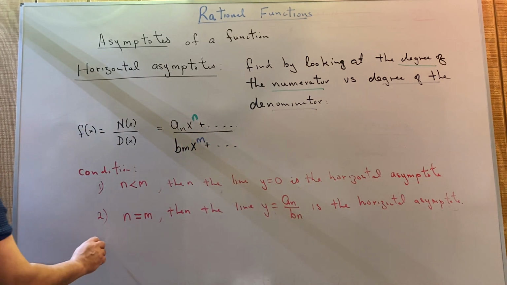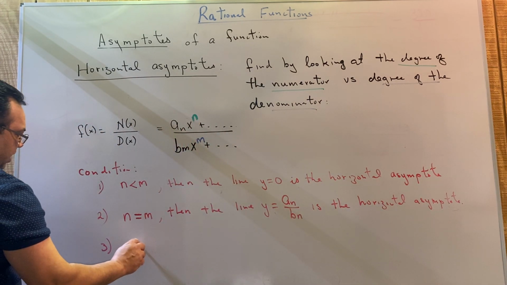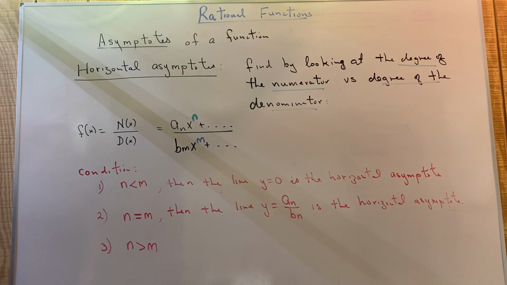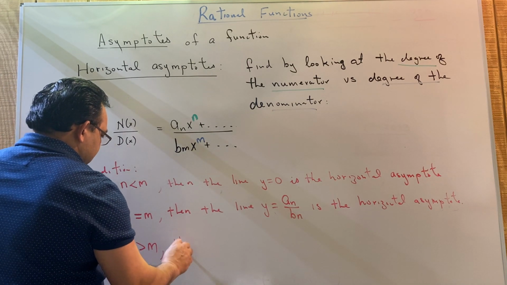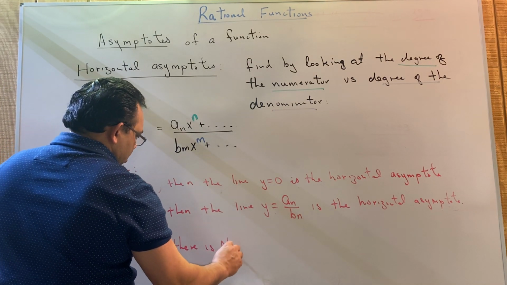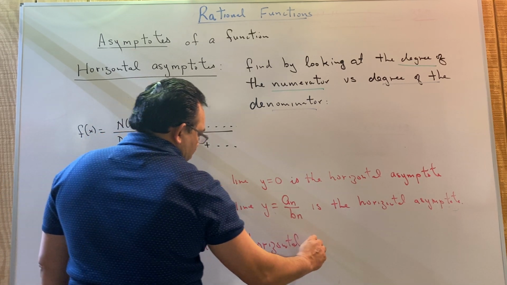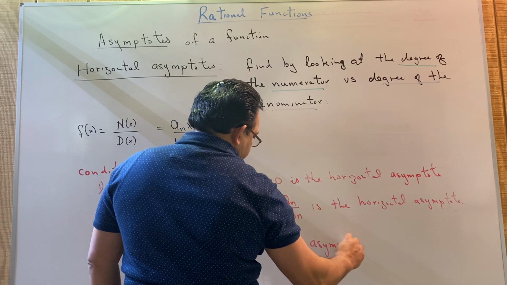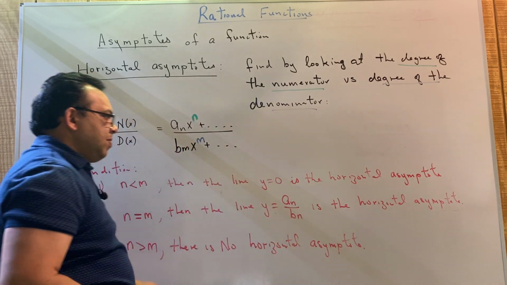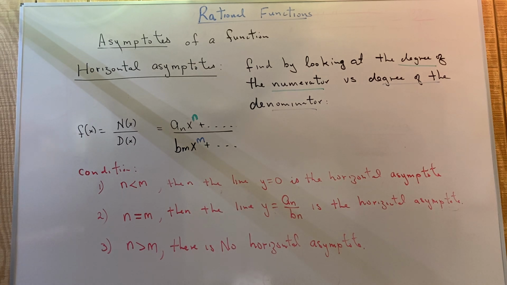And then the final condition here: what happens if n is greater than m? Well, if the numerator power is bigger than the denominator power, there is no horizontal asymptote. So horizontal asymptote, in my opinion, is very easy to see. It's more visual than anything else.